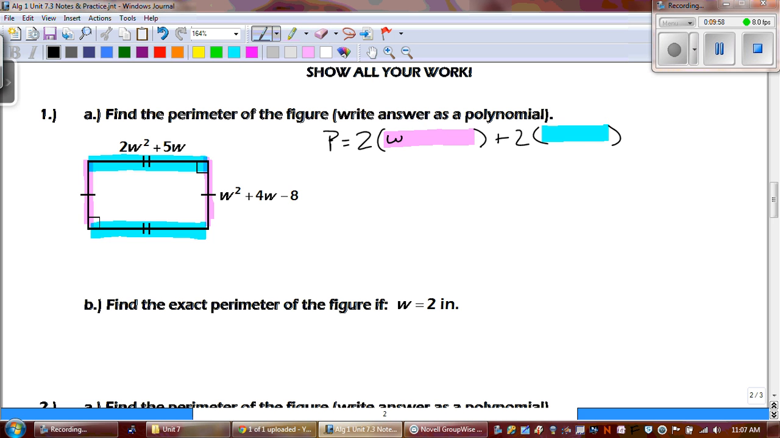Okay, so we have w squared plus 4w minus 8, and then times 2w squared plus 5w. So let's go ahead and distribute. We have 2w squared. 2 times 4 is 8w minus 16. And we're combining that. 2 times 2 is 4w squared plus 10w.